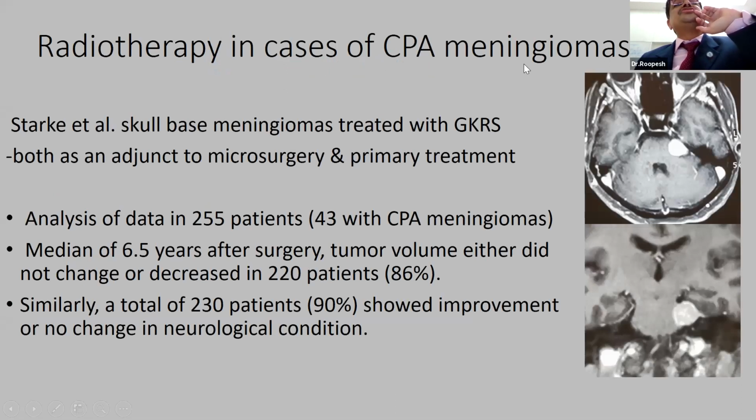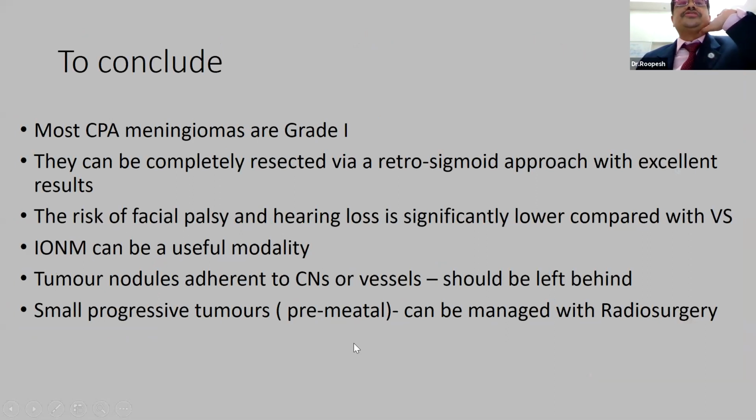Finally, the role of radiosurgery in case of meningioma. I was just going through the literature, and I could find that Stark has a large experience with gamma knife, and he has analyzed his data of 255 patients. 43 were CP angle meningiomas, and in roughly 86%, the tumor volume remained unchanged after 6.5 years. That means it has arrested the growth, but it has not shrunken the tumor. So the tumor remains status quo, and the neurological symptoms also stabilized, or remained status quo, in almost 90%. So there is a role of gamma knife in elderly patients, small size tumors with not much neurological signs, especially growing tumors, and also post-operative small residual tumors.